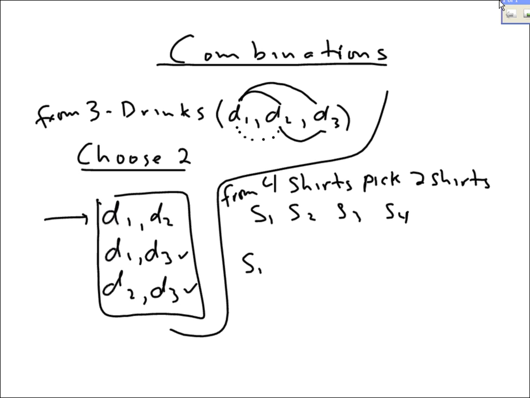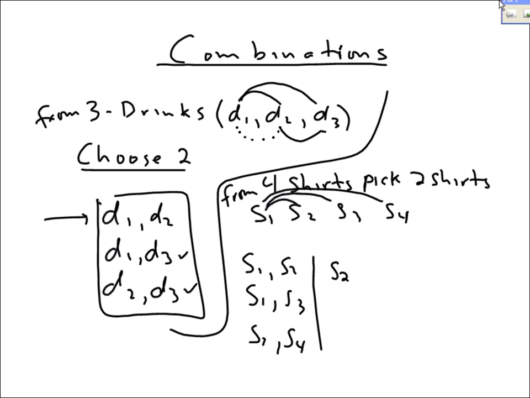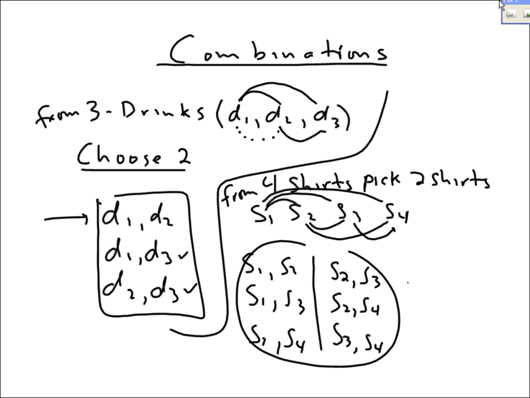Well, you can pick shirt 1 with shirt 2, or shirt 1 and you can buy shirt 3 with that, or you can buy shirt 1 and shirt 4. So I did S1 with each of the others. Now I do S2. I can buy S2 and S3, and S2 and S4. And then I can buy shirt 3 and shirt 4. There are 6 different combinations.